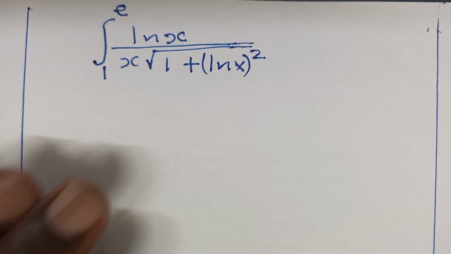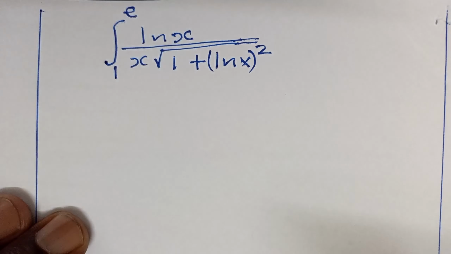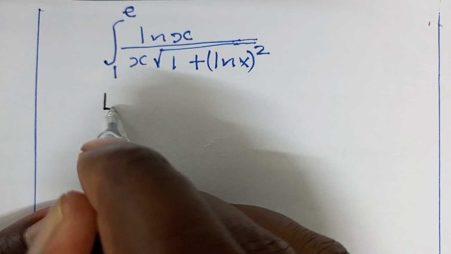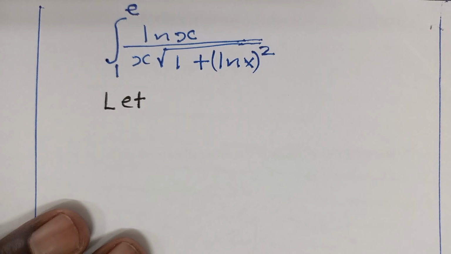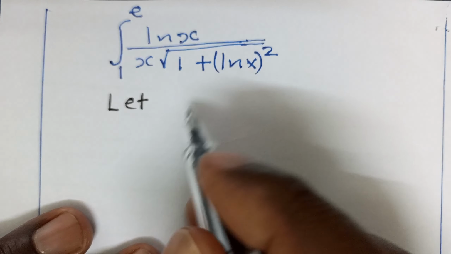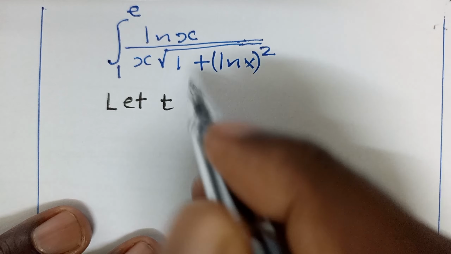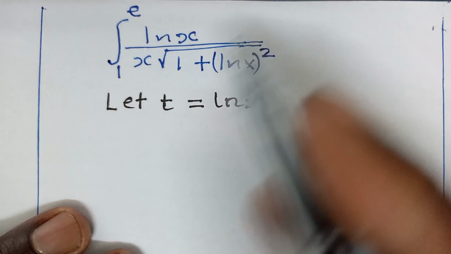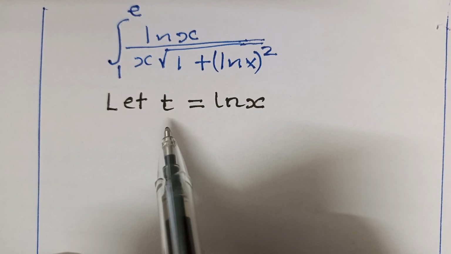So the first thing guys we are going to do is that we are going to say let, that is, we do this question by the substitution method. So we say let t be equal to ln x. So guys, we are substituting for ln x with t.